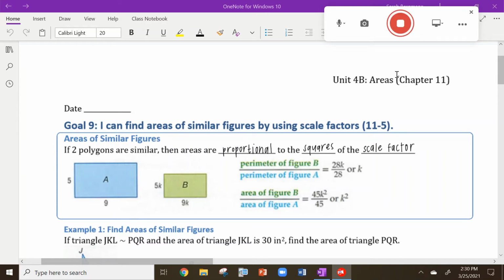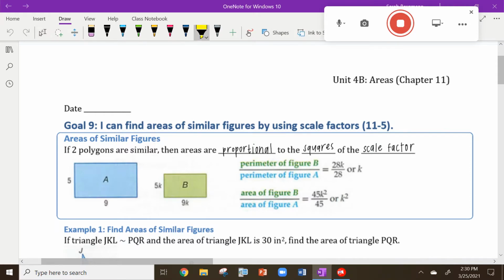Hi everyone. Today we're going to look at finding areas of similar figures using scale factors. You've already learned how to find the areas of basically any figure that you're given. Now we're going to look at how this relates to similar shapes.